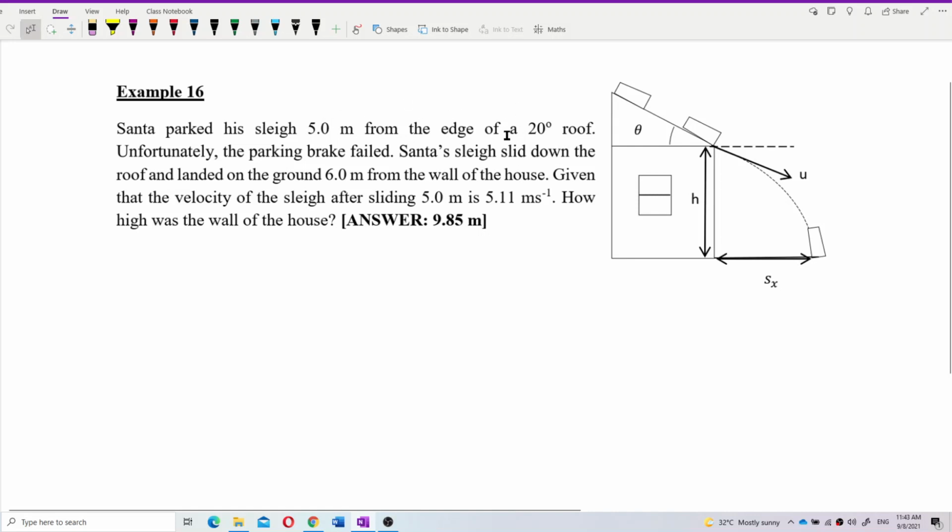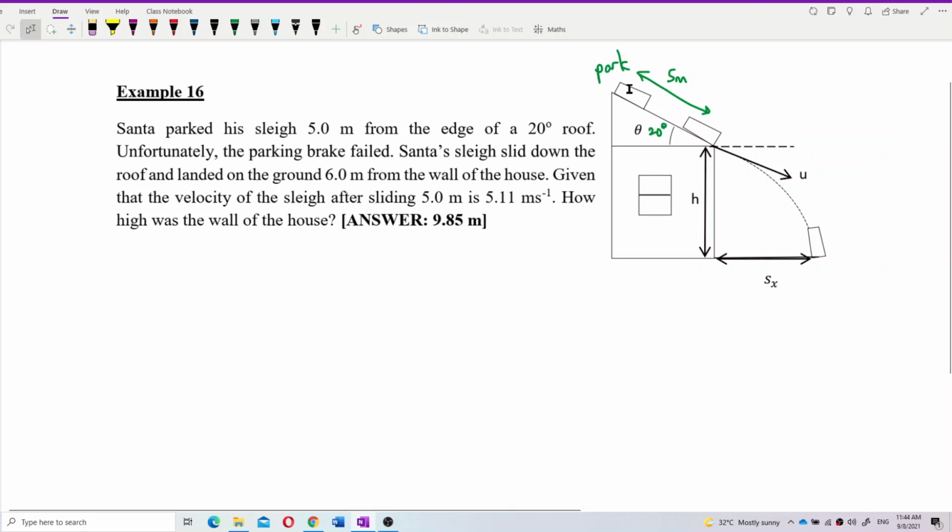Now, he said this roof is 20 degrees. So this angle is 20 degrees. Okay, let us put the information here. 5 meters from the edge. So that means from here to here, it is 5 meters, from the edge of the roof to where he parked. This is where he parked the sled.